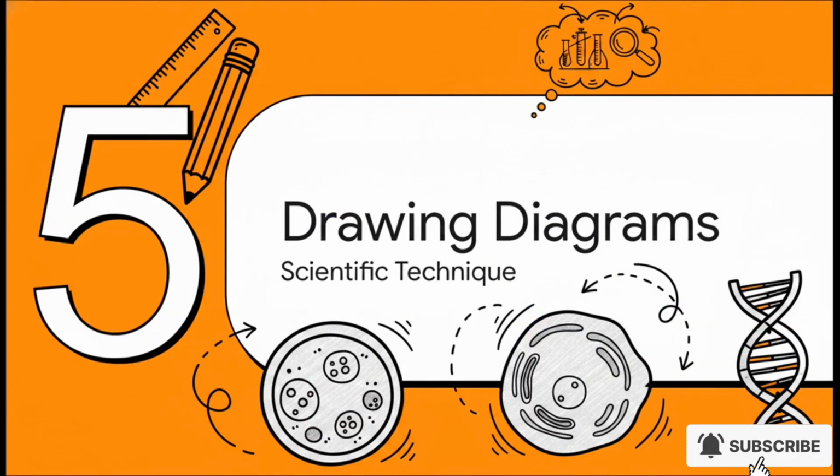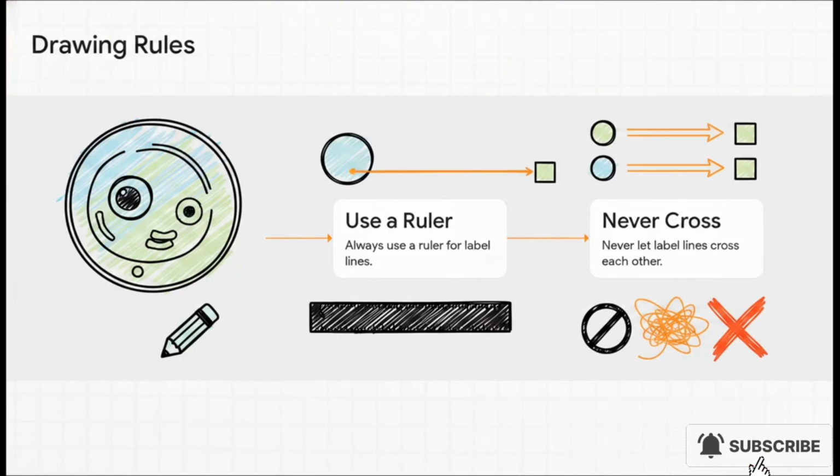Let's tackle section 5, drawing scientific diagrams. If you want to draw scientific diagrams neatly and accurately for your own whiteboard or assignment, you have to follow 3 golden rules. 1. Draw with clean, continuous pencil lines. No sketchy, hairy, or shaded artistic lines here. We want crisp, clear outlines. 2. Absolutely always use a ruler or straight edge when drawing your label lines pointing to the organelles. And 3. Never, ever let those label lines cross over each other. It just creates a confusing mess. Keep it clean and keep it structured.